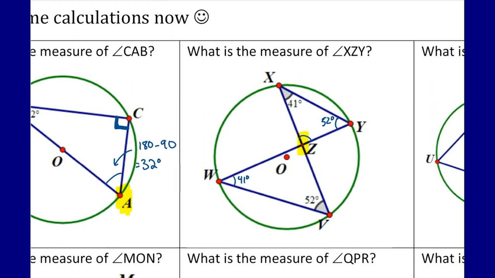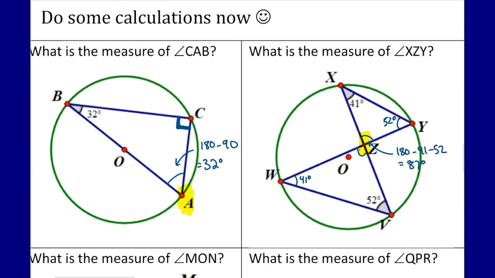And depending on which one we want to do, if we want to find this angle here or the other side, it will work out to the same. Regardless of which one we look at, we have to do 180 minus 41 minus 52 equals 87. That reminds me, I have to go back to this one.